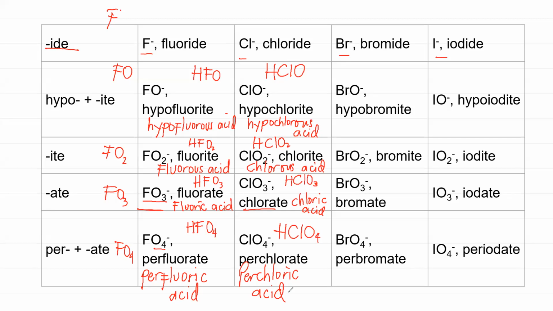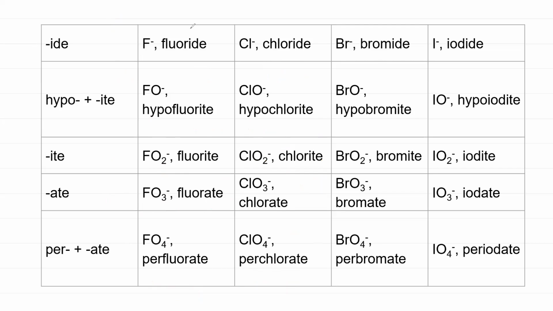Pag minus 1 from the base acid, the ending will become OUS. And pag minus 2 na from the base acid, that's the time you use the prefix hypo, pero mag-end pa rin siya sa OUS. And then acid pa rin. Okay? Questions about oxoacids, class?